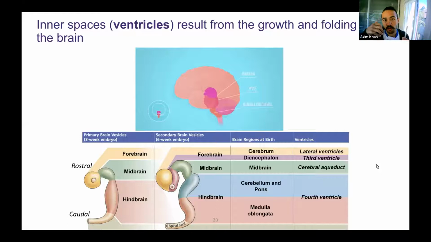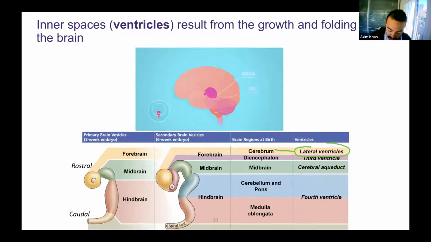Because of all this folding over of the cerebrum, you get spaces, pockets of space within the brain. That's how we form ventricles. It forms from the growth of folding over of those inner spaces. The lateral ventricles are within the cerebrum.